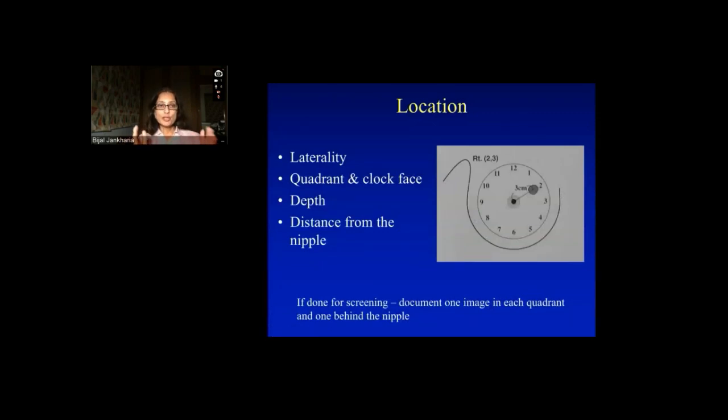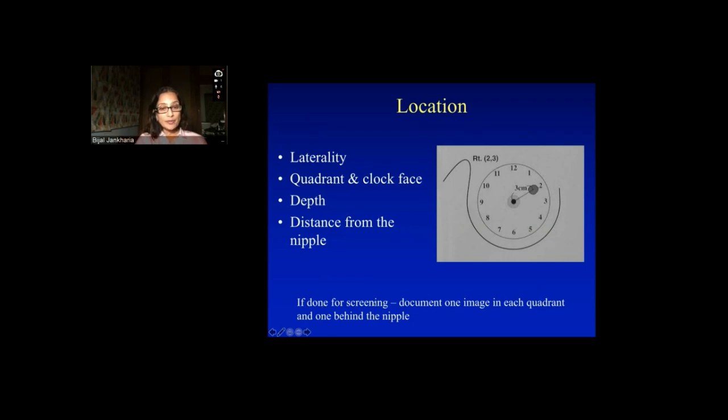When we are documenting, we need to talk about the location of the lesion seen. This is very useful for the surgeon or the physician when they are looking at our films, as well as for us when the patient comes for a follow-up. So we should mention which breast, which quadrant, the clock face or clock position, the depth of the lesion, and the approximate distance from the nipple.